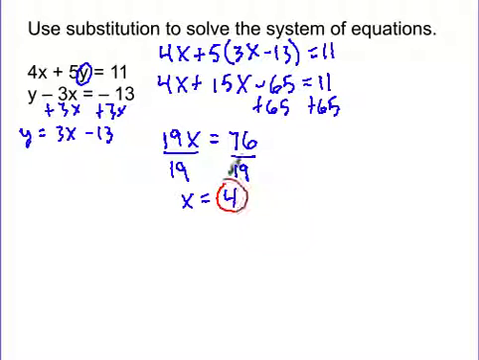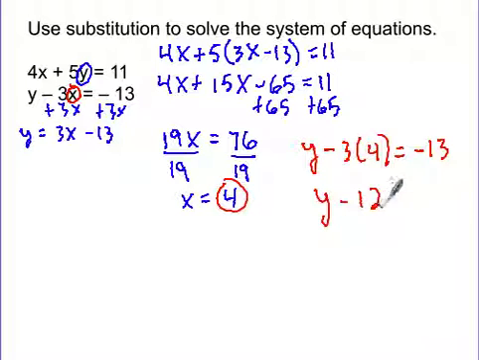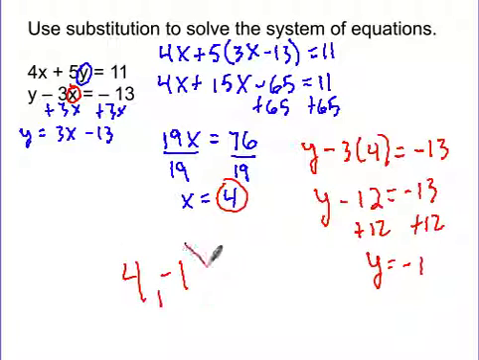So I can substitute 4 into either equation. This one looks pretty easy. y minus 3 times 4 equals negative 13. So y minus 12 equals negative 13. Add 12 and y is negative 1. So 4, negative 1.